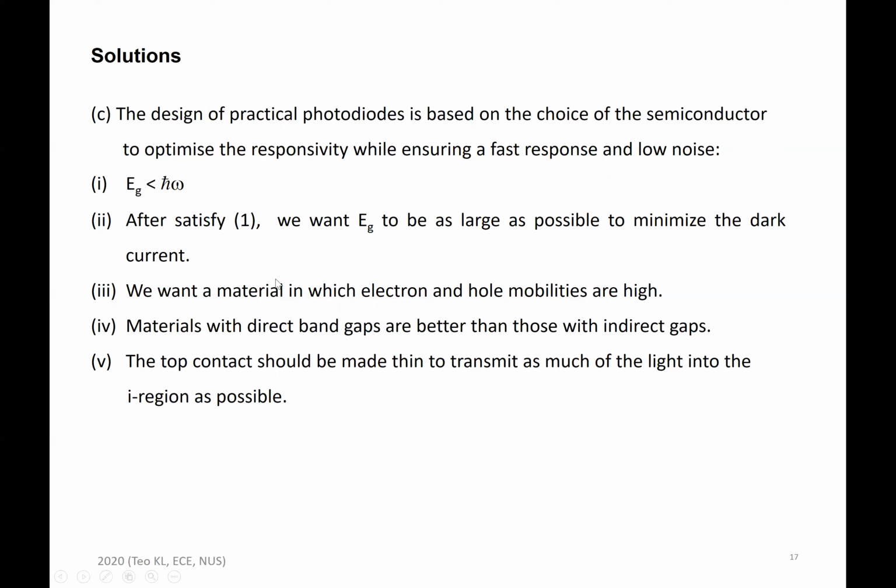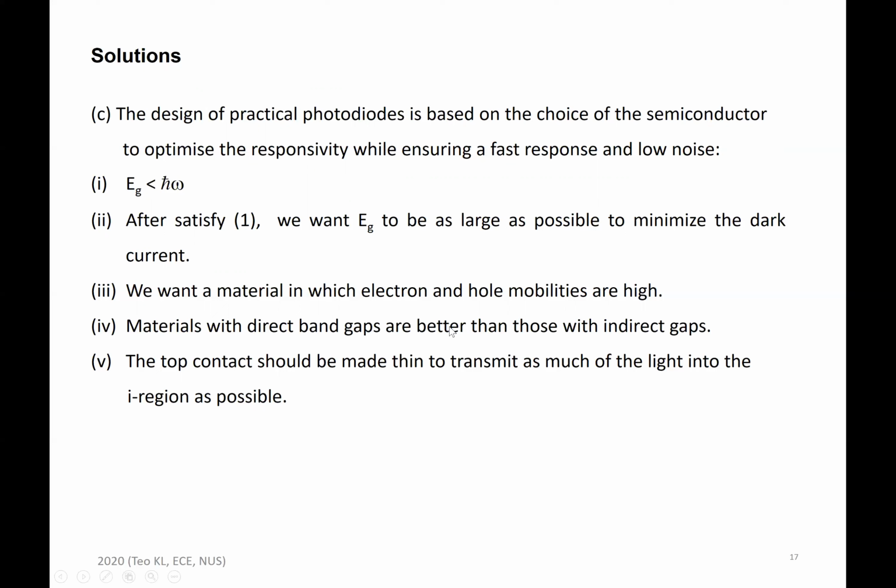Next, we want a material in which electron and hole mobility are high, so you can sweep the carrier across the semiconductor to the contact as fast as possible. In order to have a high electron or hole mobility, you need a small effective mass for the semiconductor. So you need to look for a semiconductor with a reasonably large band gap and also small effective mass, because mobility is q tau over m. So your mobility is inversely proportional to the effective mass, and that will give you high mobility.